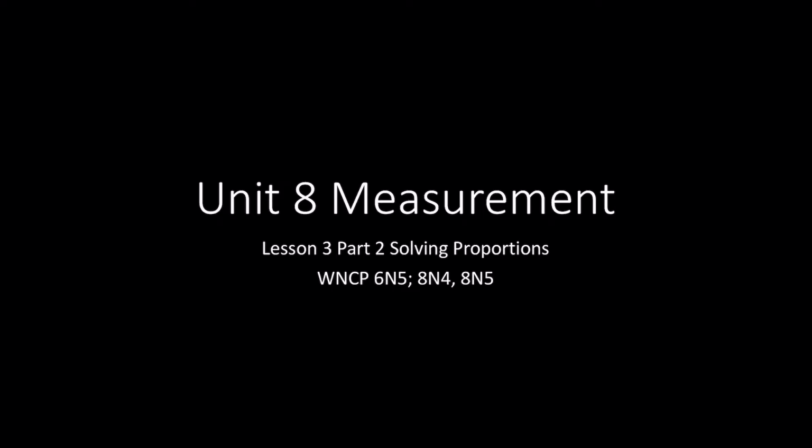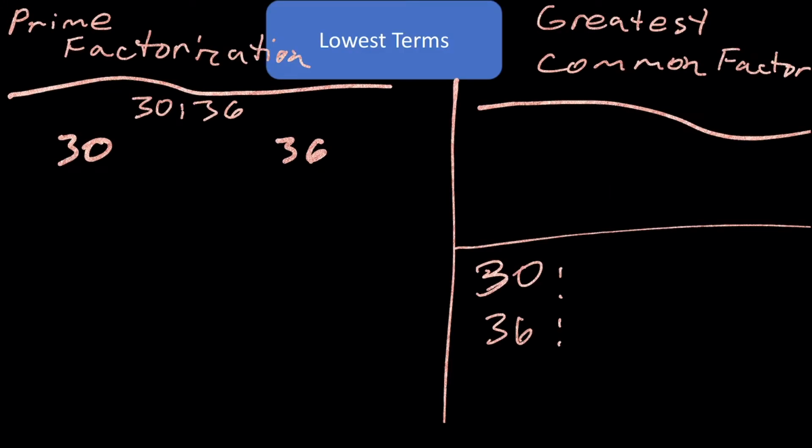I'm going to do a little bit of review. So this is the second part. I am looking at reducing things to lowest terms. Let's think about other things that we have done in the past where we've reduced to lowest terms. So let's look at prime factorization.